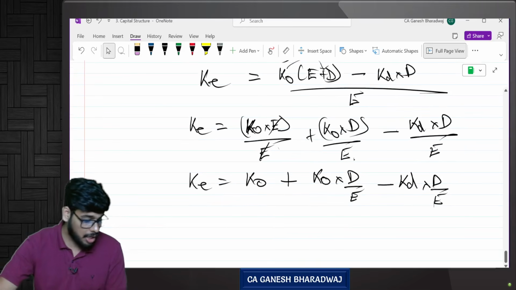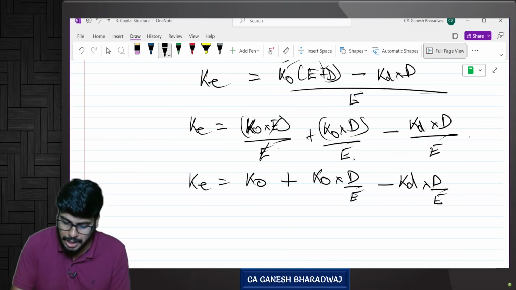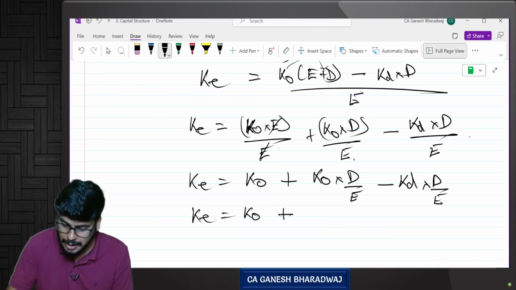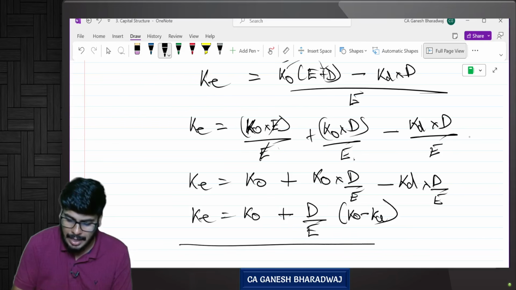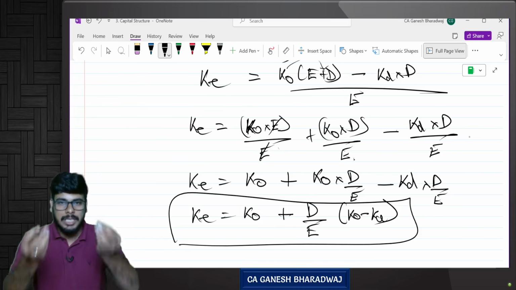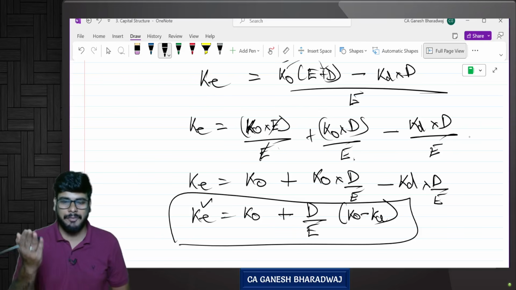Yes. Or can we say this is nothing but, take D upon E common, can I say KE is equal to KO plus, debt by equity alone you take it common, D by E into KO minus KD, right? And this is the formula that he has also given. This is nothing but simple mathematics he has done, and he has just taken LHS to RHS and he has given the formula for KE.